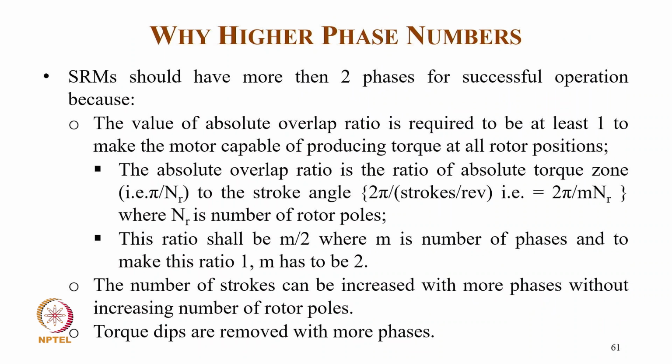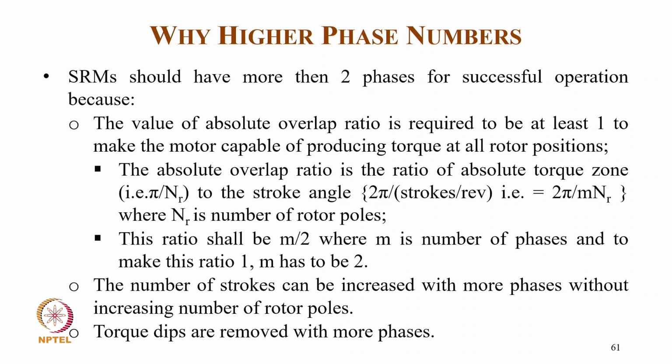So an SRM should have more than 2 phases for successful operation, because the absolute overlap ratio is required to be at least 1 to make the motor capable of producing torque at all rotor positions. The absolute overlap ratio is the ratio of the absolute torque zone, that is pi upon Nr, to the stroke angle, 2 pi upon strokes per revolution, that is 2 pi upon m Nr, where Nr is the number of rotor poles. So this ratio should be m by 2, where m is the number of phases, and to make this ratio 1, m has to be 2.